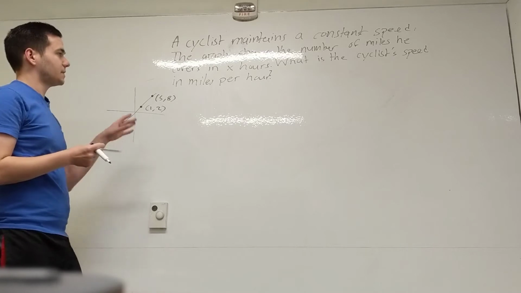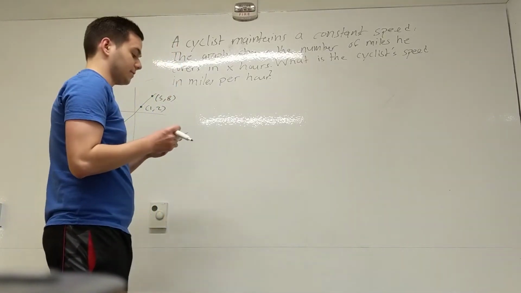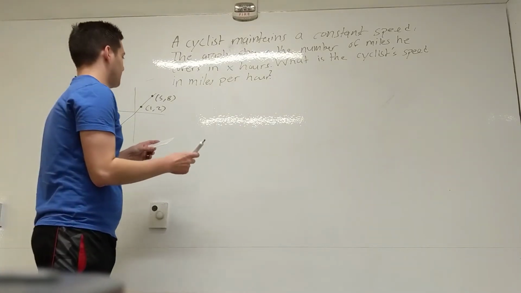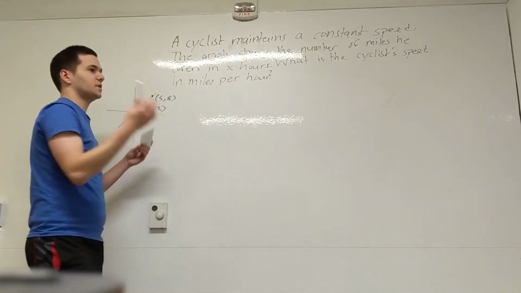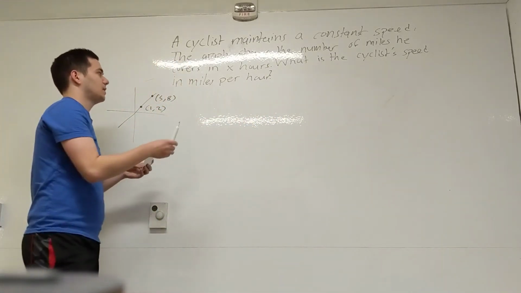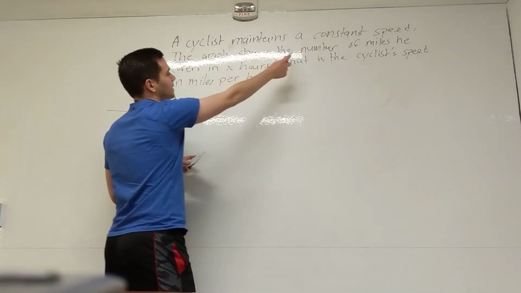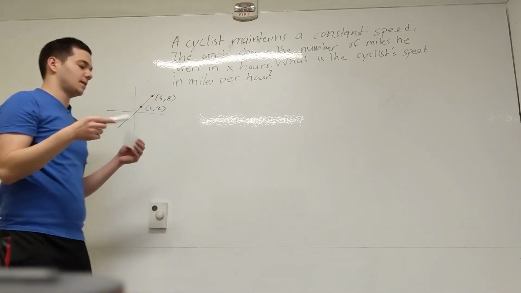Alright, as always, feel free to pause the video and try this on your own. And if you're stuck, just resume. So, just like we said right before this, it's asking for a rate of change. It's asking for a speed. Rate of change is speed, velocity, all that stuff. Miles per hour. And what it says here, maintains a constant speed, that's just saying it's linear. It's not a quadratic equation, it's not something else.